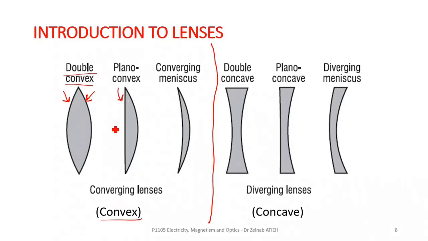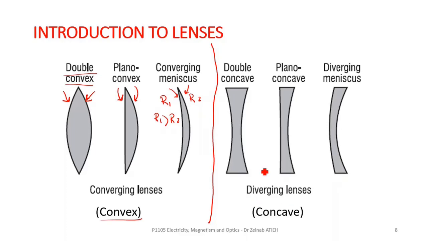Plano-convex, we have a side plane and the other is spherical. For a converging meniscus, you can see that we have two spherical surfaces, but it's different from the double convex. There's a difference in the direction of the spherical surface. So here, this has radius R1 and this has radius R2. In this case, R1 is larger than R2. So once R1 is larger than R2, this is a converging lens.